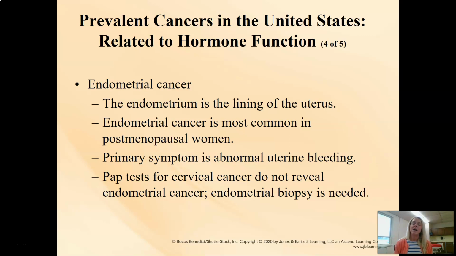Endometrial cancer. The endometrium is the lining of the uterus, so this cancer is common primarily in postmenopausal women. The primary symptom is usually uterine bleeding, so after menopause, that's not a normal thing to have happen. Pap tests for cervical cancer don't reveal endometrial cancer, so an endometrial biopsy would be needed for a diagnosis.